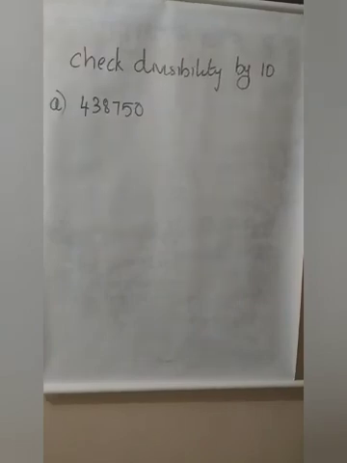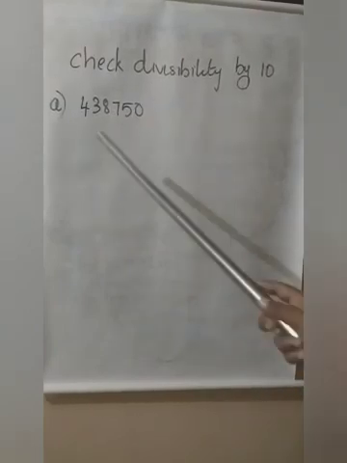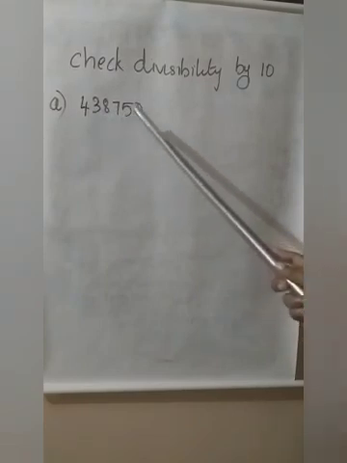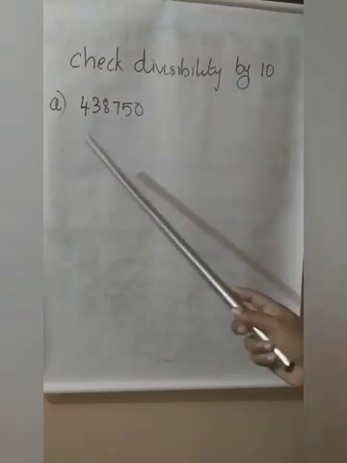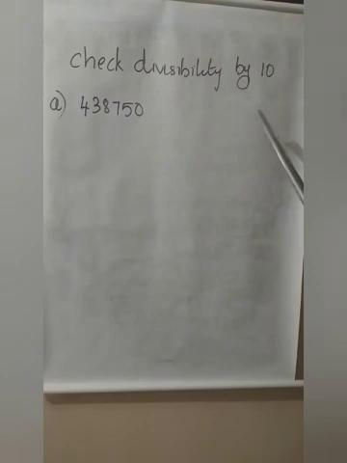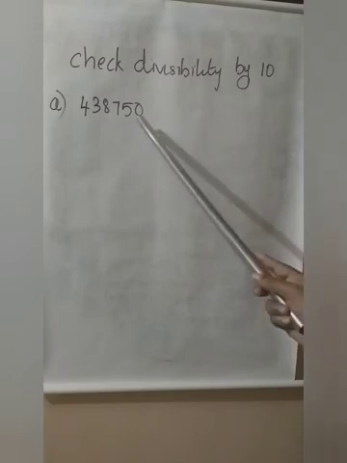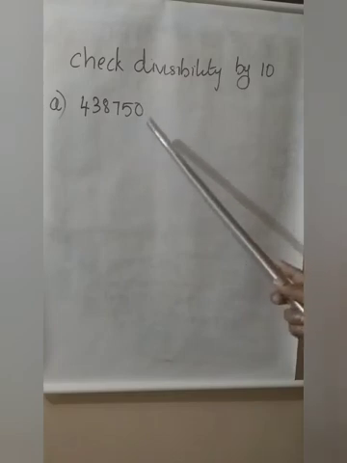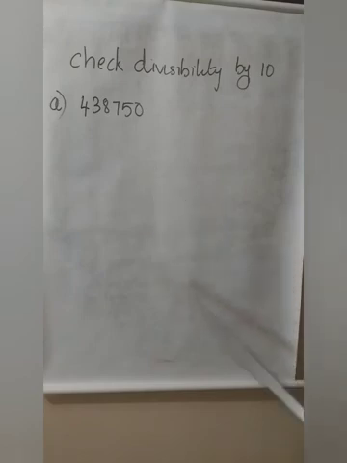You can check the divisibility by 10. First example, 4,38,750. If you are getting a number, for checking the divisibility by 10, what do you have to check? Only the digit in the ones place. What is the digit in the ones place here? 0. So, if 0 is coming, then the number is divisible by 10. So, we can say 4,38,750 is divisible by 10.